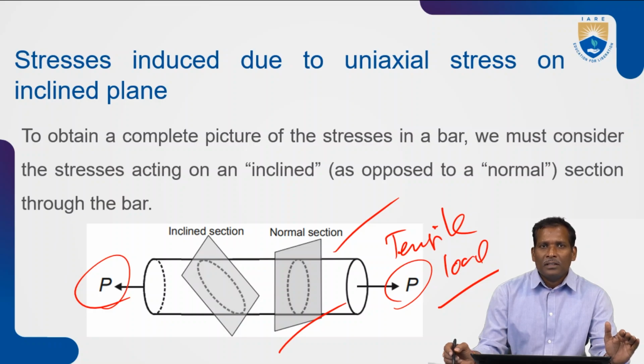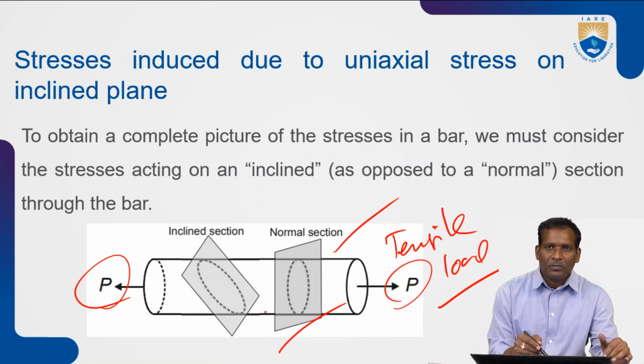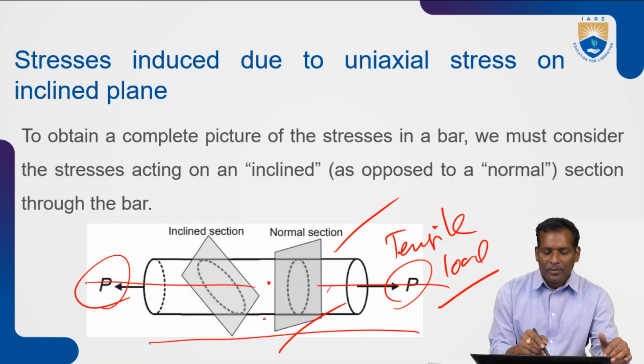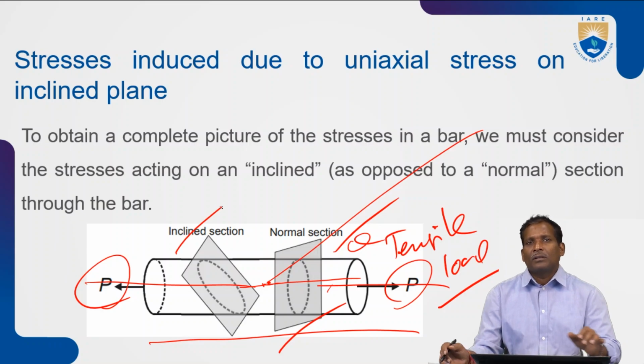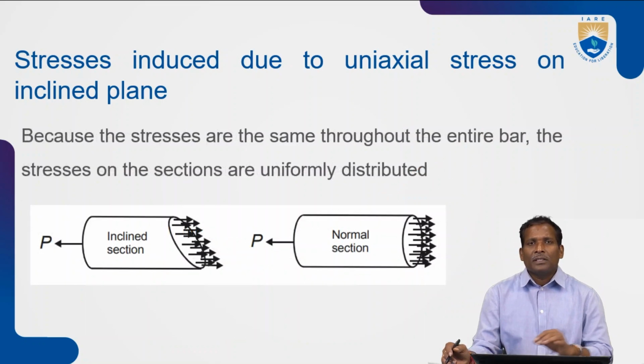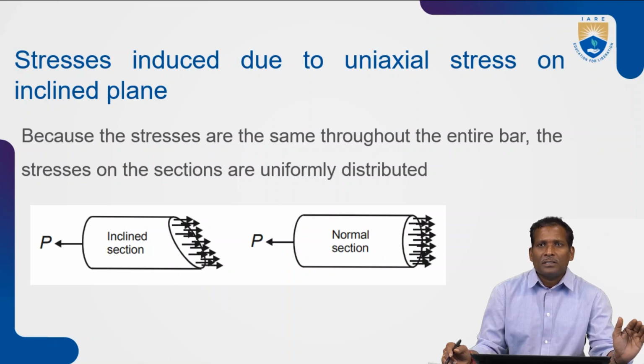But whenever you are considering the stresses acting on an inclined plane, the inclined plane is opposite to this plane. So this is the inclination. How much is the inclination here? Theta. You can see this angle is theta. So this is shown here: the inclined section and then the normal section. Because the stresses are the same throughout the entire bar, there is no disturbance. The stresses on the sections are uniformly distributed.